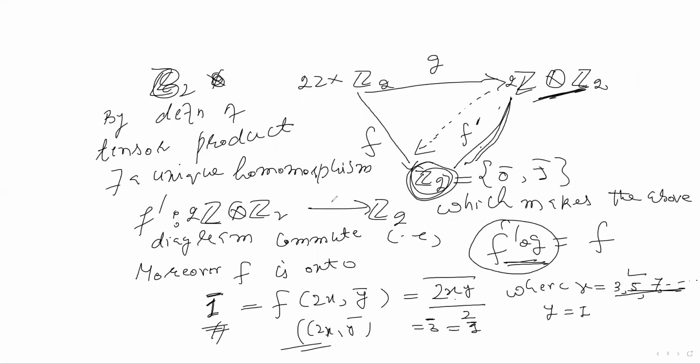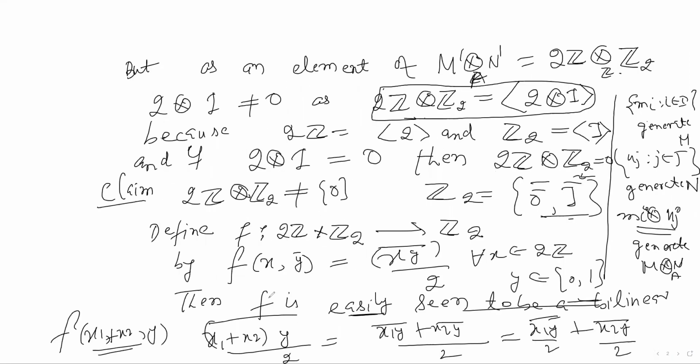Our claim is true. So therefore, as an element of M dash tensor product N dash, that is 2Z tensor product Z2, this 2 tensor 1 is a non-zero element. So this was one of the unique properties of these monomial tensors.